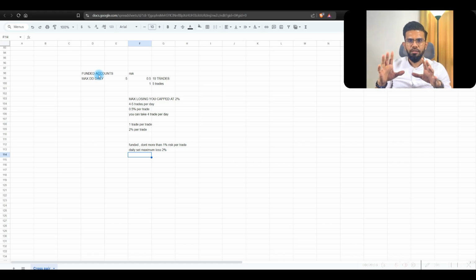What this will do is it will control you psychologically. You'll be more balanced when it comes to a losing week. Even if you lose 3 days, you're still going to lose close to 6%. So the max is 2% per day. You don't lose more than that, and you need to know your continuous losing streaks.